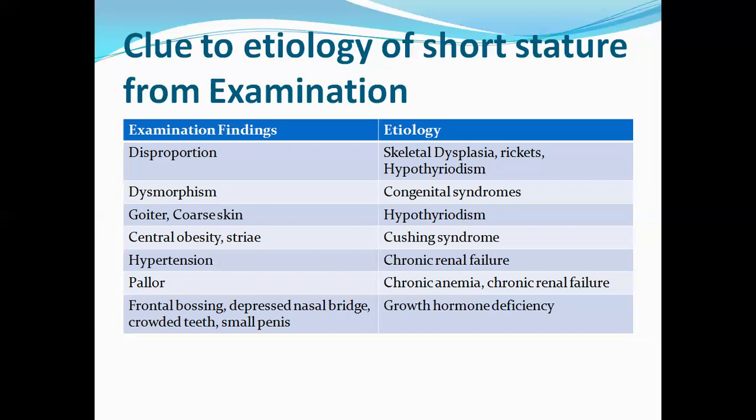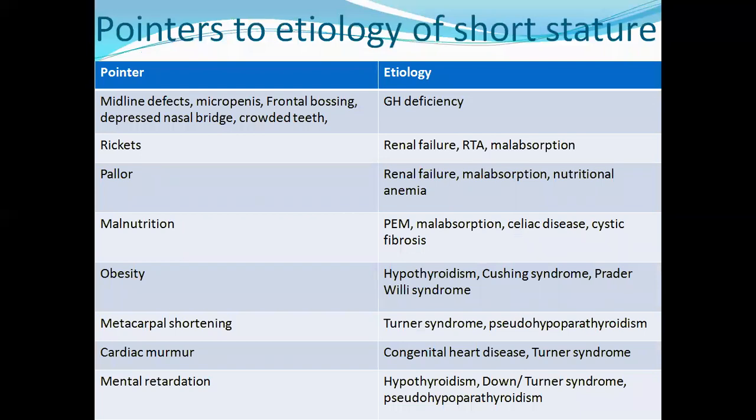As we can see, there are plenty of clues in history and examination which can give us some idea about the etiology of the short stature. Now, pointers to the etiology of the short stature: if there is a midline defect, micropenis, frontal bossing, depressed nasal base, and crowded teeth, think of growth hormone deficiency. Rickets, we know, can be due to renal failure, RTA, or malabsorption. Pallor, again, renal failure, malabsorption, nutritional anemia.